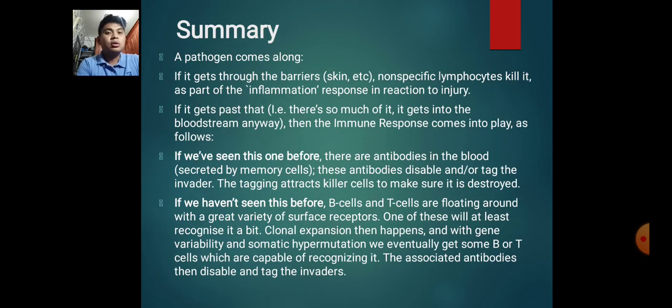A pathogen comes along, if it gets through the barrier of the skin. Yan, kapag pumasok siya, sabi niya doon, if we've seen this one before, there are antibodies in the blood secreted by memory cells. These antibodies disable and tag the invader. The tagging attracts killer cells to make sure it is destroyed. If we haven't seen this before, B cells and T cells are floating around with a great variety of surface receptors. Wow! Di ba? Grabe po yung gamit ng WBC sa ating katawan.